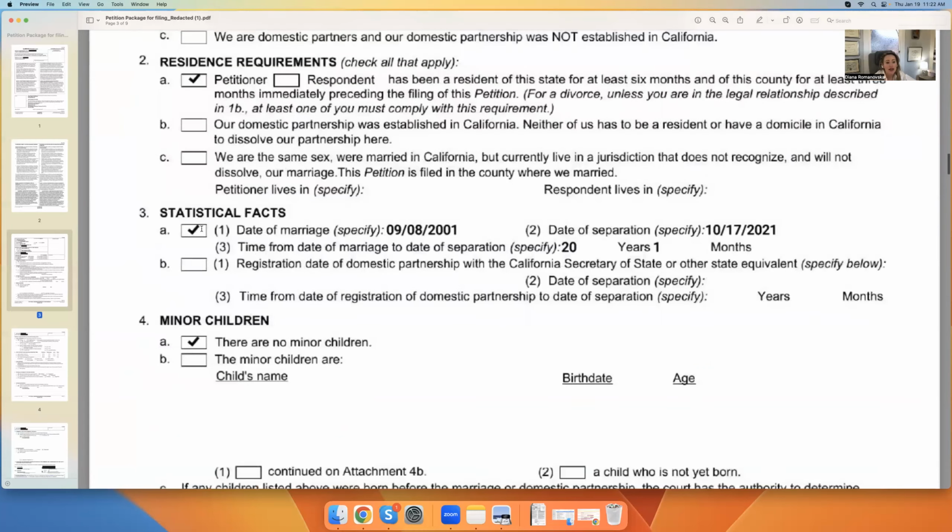Statistical facts. Now we have to define date of marriage and date of separation. So you type in the date of marriage, the date of separation, and don't forget number 3, time from the date of marriage. So basically you need to do the math. How do we define date of separation? The date of separation is defined in code section 70. And this code section says that you have to have 2 things.